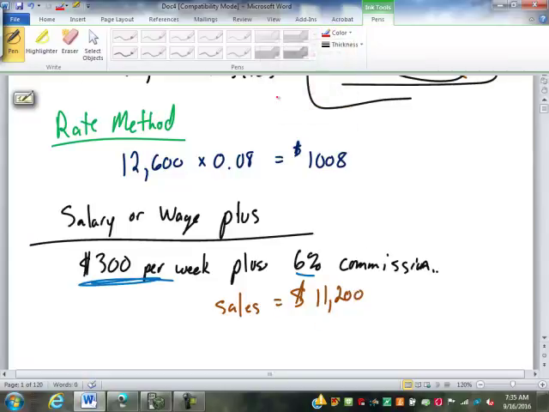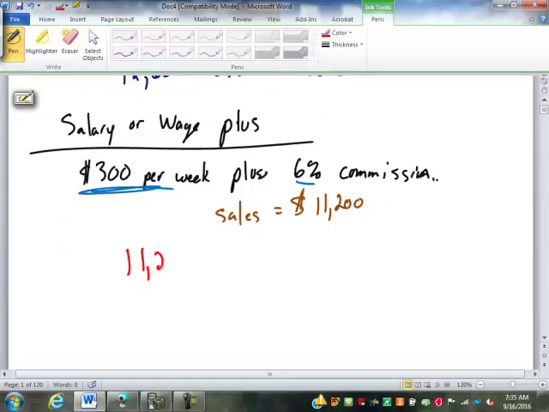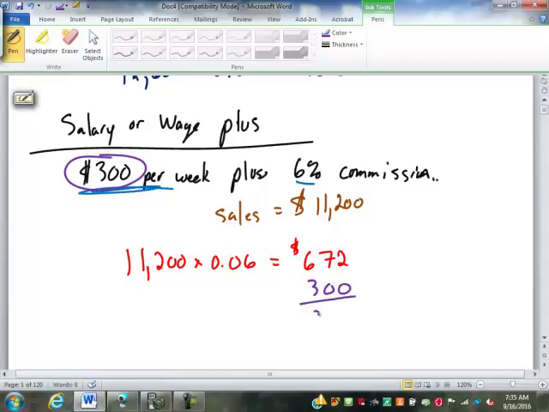To calculate your pay for the week, take the 11,200 times 0.06, good. 672, is that correct? Okay. $672 commission, but of course we cannot forget the $300 salary. It's $972 is going to be your total pay. Often when you have a salary plus commission, like I said, you either get a smaller commission rate or they do something like this to you.